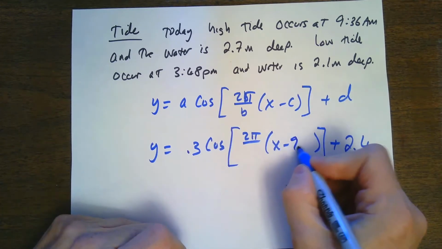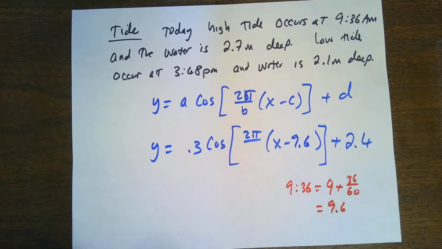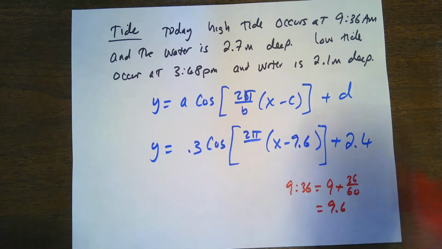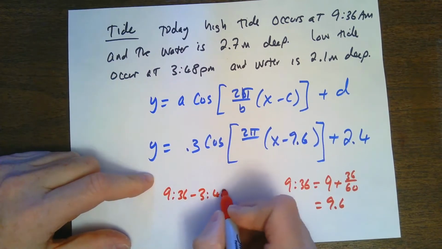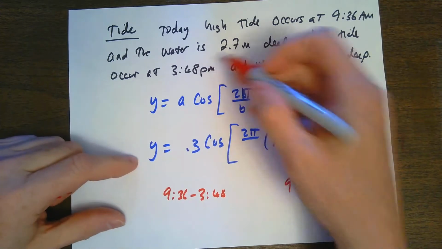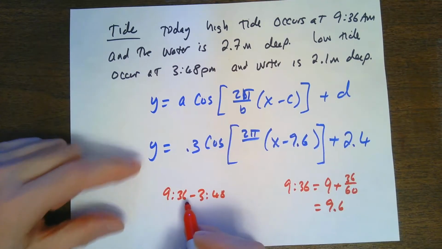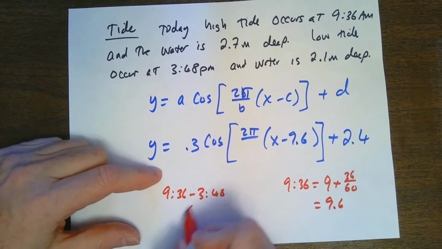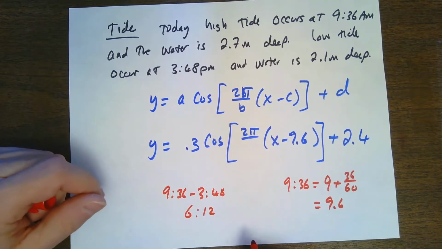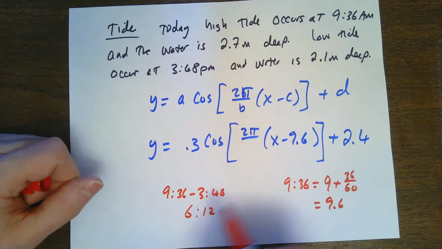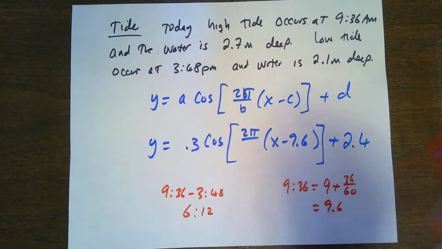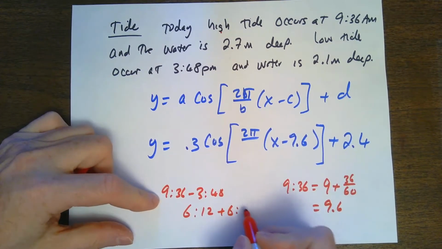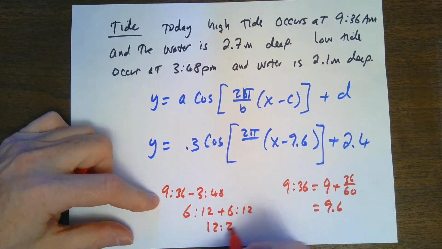And then finally, what's my period? How long did it take to do a whole cycle? Well, from 9:36 to 3:48, it went from the highest to the lowest. How long did it take to go from the highest to the lowest? 9:36 to 3:48 is 6 hours and 12 minutes. Now, is that a full period, though? No. That went from high tide to low tide. If I want to go back to high tide, I have to add another 6 hours and 12 minutes. 12 hours and 24 minutes.